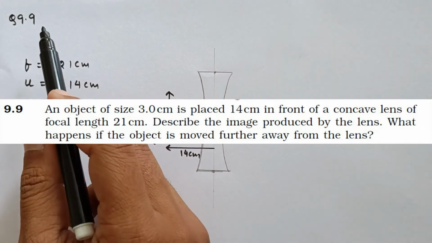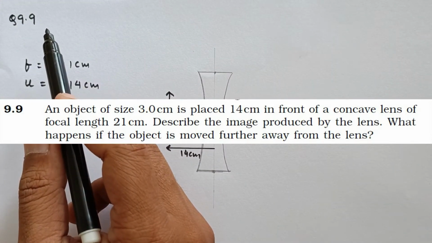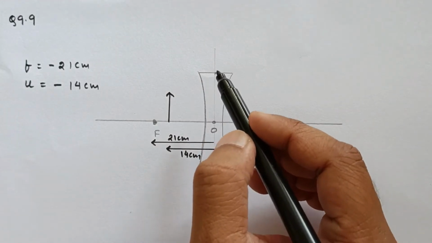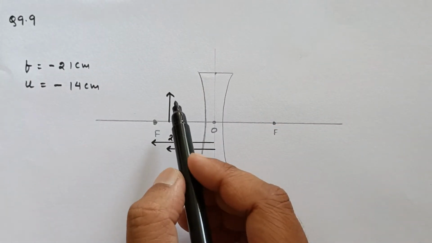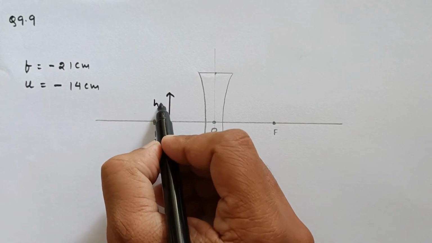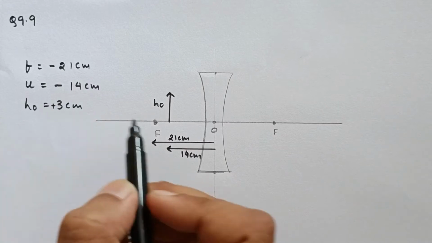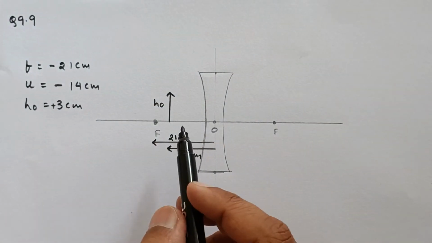Let's discuss problem number 9.9, standard 12 physics, ray optics. Now we are given that there is a concave lens and an object. The height of the object is given as 3 centimeters, which has to be positive because it is above the principal axis.